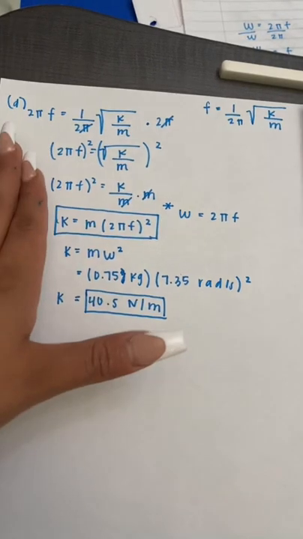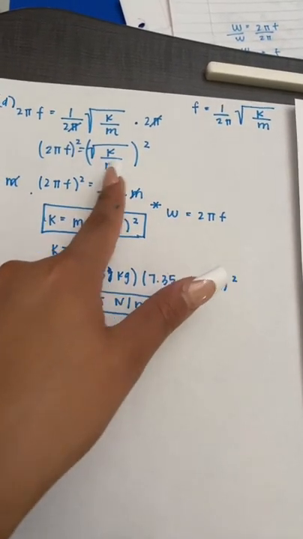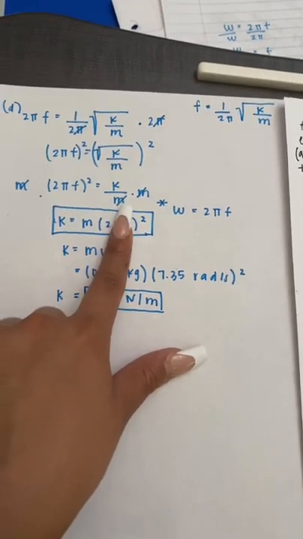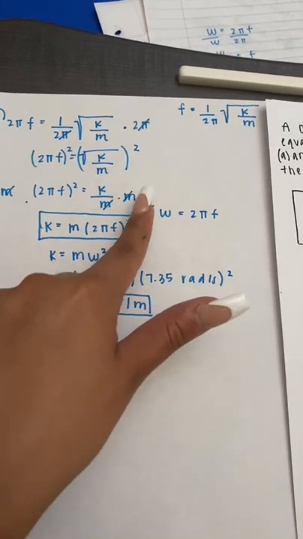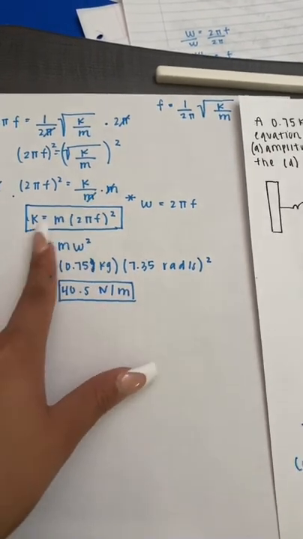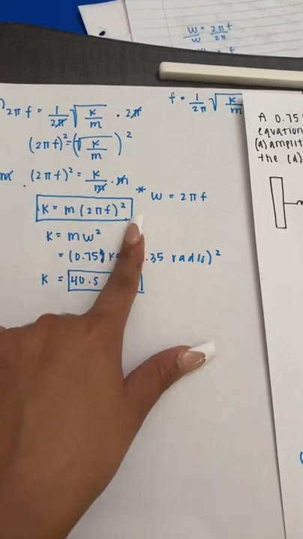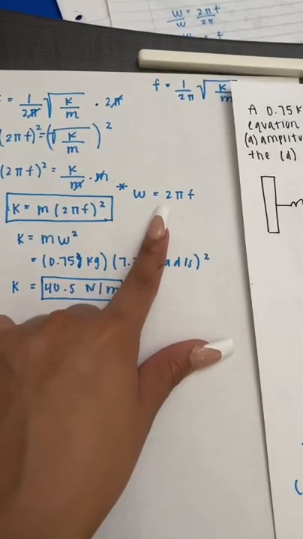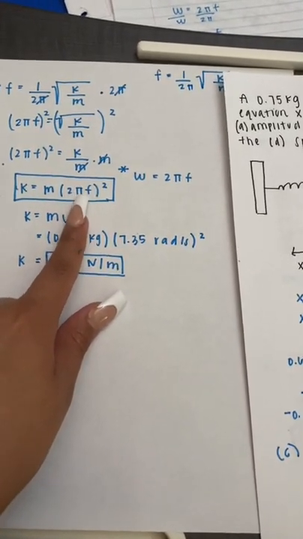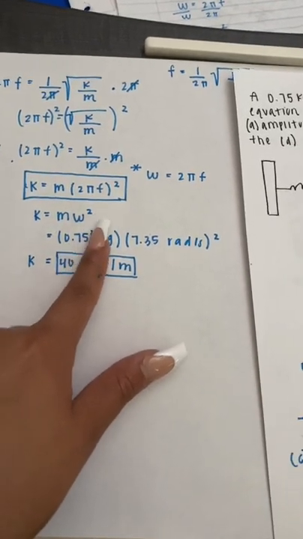We're going to take the square of both sides in order to get rid of this radical. Once we do that, you're left with (2 pi f) squared equals k over m. And then you again multiply both sides by m to cancel those out to get k by itself. And then we finally get k equals m times (2 pi f) squared. Remember that the angular frequency is equal to 2 pi f, so we can replace the 2 pi f here with angular frequency. So we get k equals m omega squared.